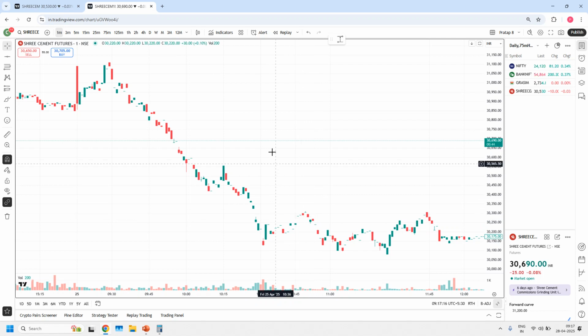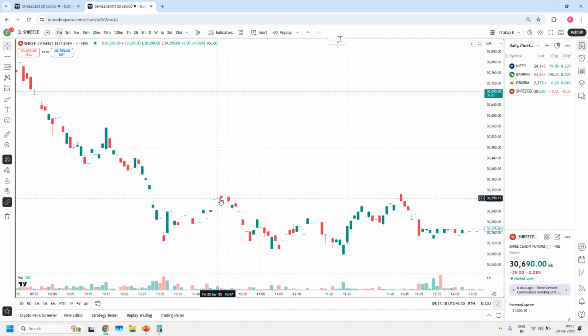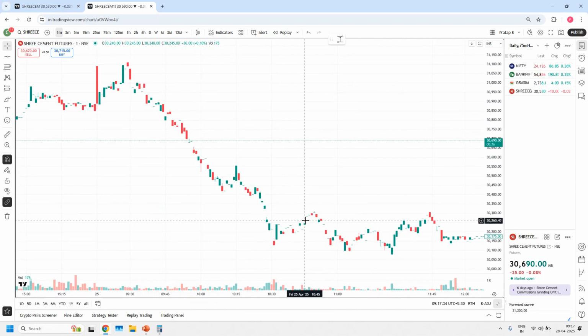Here you have the 10:46 candle. Whatever the price is in the futures, with that price your trade has to be executed, add a little extra here, and you exit the trade. That's it. This is the simple logic.